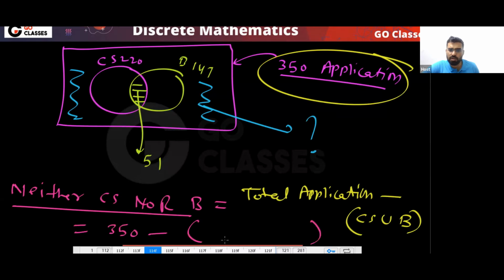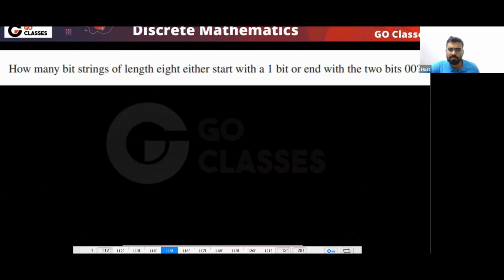From 350 you remove 220 plus 147 minus 51. Minus 51, because remember, when you count computer science people and when you count business people, these people you have counted 2 times. So you have to remove them 1 time. So the answer will be 350 minus (220 plus 147 minus 51). So this will be your answer.